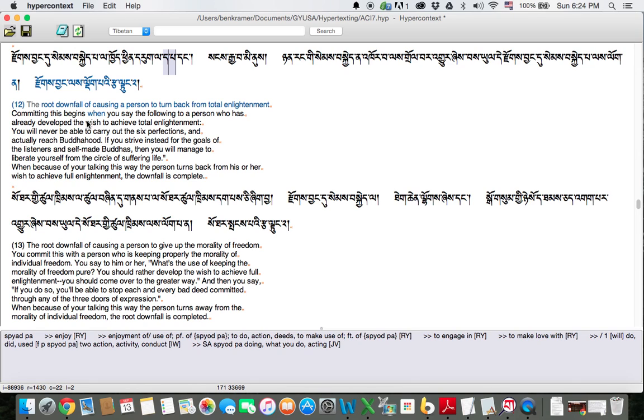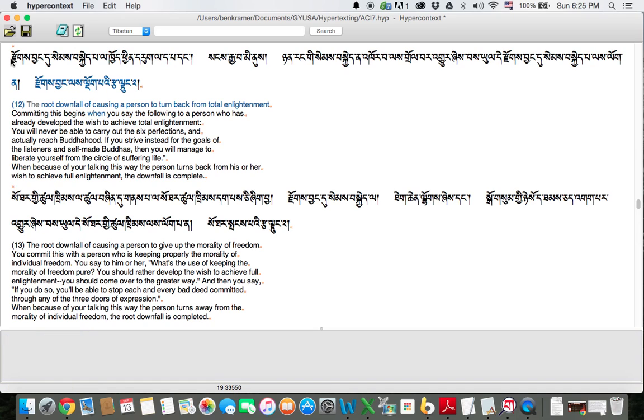Here's "a wish to achieve total enlightenment". Unless there's another one of those somewhere, that's probably going to be this. But it doesn't say total enlightenment yet. Where's the other wish in the English? Is there another wish in the English? Okay, so it's a person who has already developed... Yeah, I think this is going to be this one. So I'm going to run this on this.